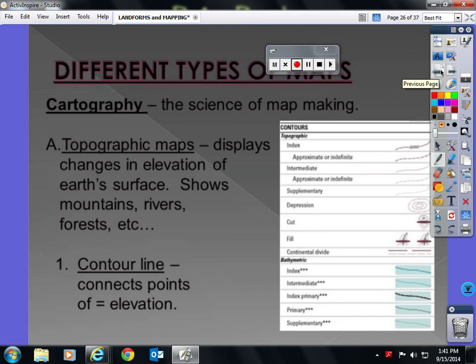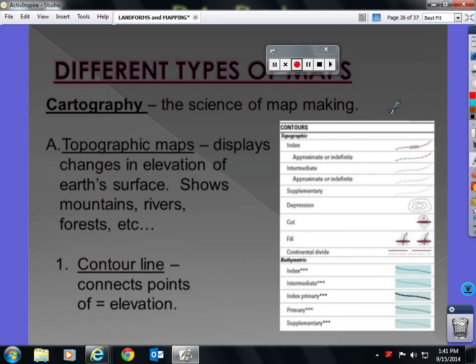Okay. Cartography is the science of map making. And we're going to look at different types of maps, okay? The first one is your topographic maps. This shows you your change in elevation. It shows mountains, rivers, forests, depressions, hills. And it connects points that have equal elevation using a contour line.